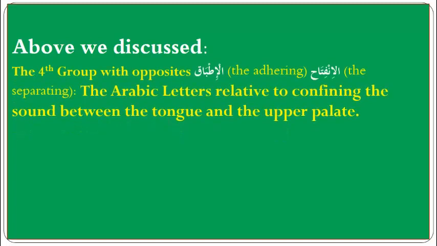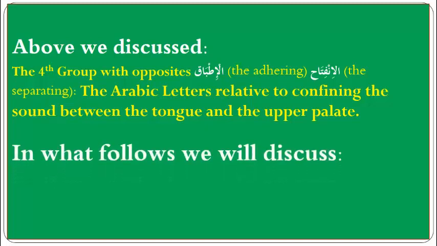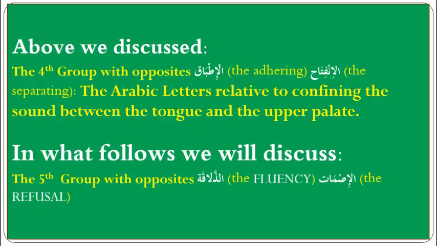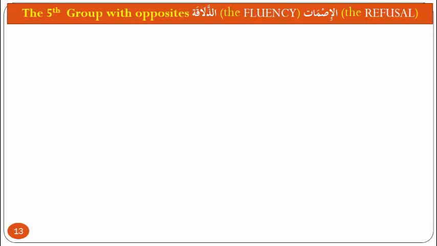Above, we discussed the fourth group with opposites, al-itbaq wal-infitah. And alhamdulillah, that is not very difficult because it is really just an extension from the previously discussed attribute, al-isti'ala wal-istifal, the Arabic letters relative to confining the sound between the tongue and the upper palate. In what follows, we will discuss the fifth group with opposites, al-dhalaqatu, which means the fluency, wal-ismat, the refusal.